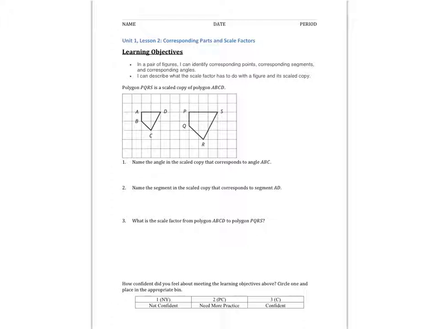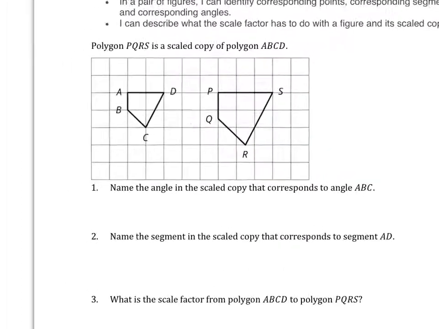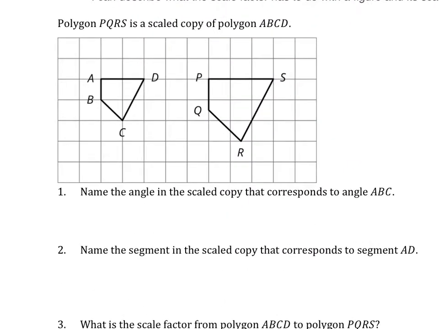In this cool down, you're given that polygon PQRS is a scaled copy of polygon ABCD. So that means that ABCD is the original polygon, and PQRS is the scaled copy. So question 1 says to name the angle in the scaled copy that corresponds to angle ABC.